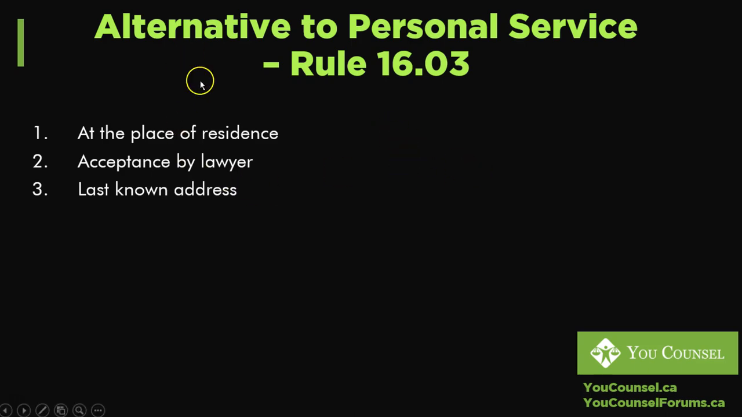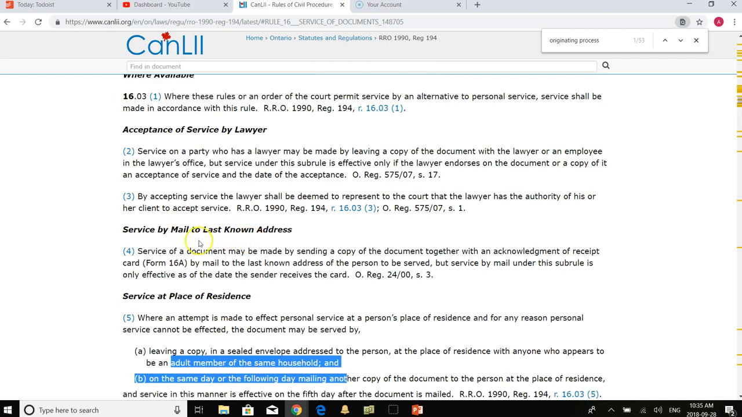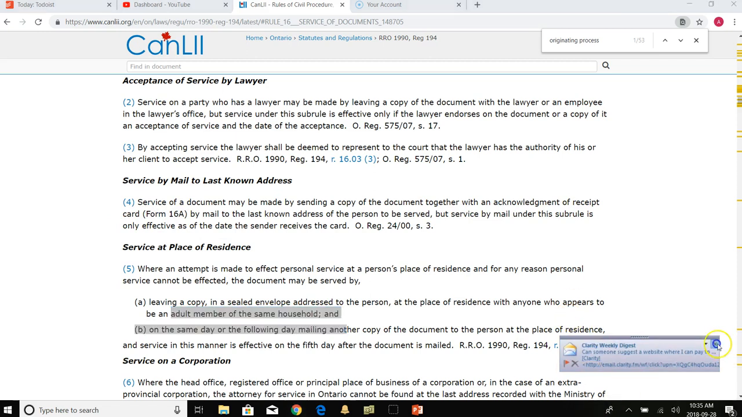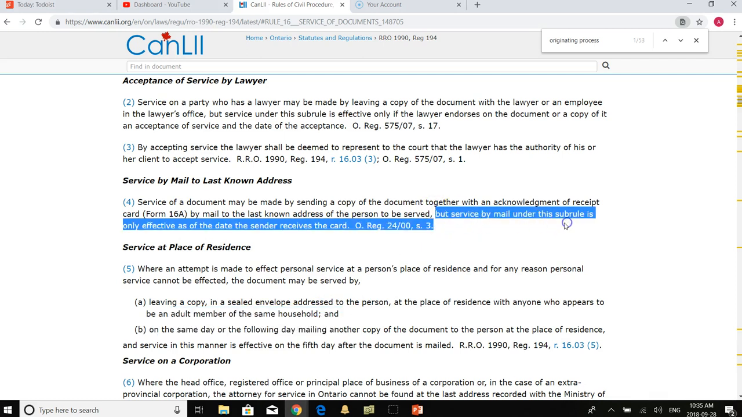Another example of alternative service is last known address. Once you know the last known address of the person, you can effect service there. Let's look at, here you go, service by mail to last known address. Service of a document may be made by sending a copy of the document together with an acknowledgement of receipt card, Form 16A, by mailing to the last known address of the person to be served, but service by mail under the subrule is only effective as of the date the sender, which is you, received the card. So what this means is when you're mailing it to the last known address, you send the card, the person accepts, signs the card, sends it back to you, and when you receive it, only then the service is effective.